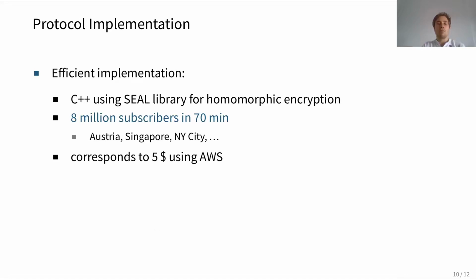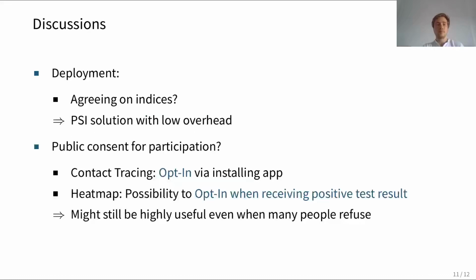And when we would outsource this computation to Amazon Cloud, this would correspond to just paying $5. So this shows that it's very feasible to create these heat maps maybe once a week in practice.